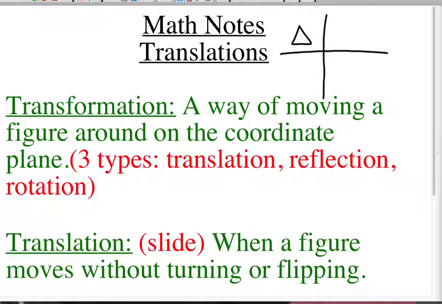You could translate it, which is what we're going to do today, a translation. You could reflect it, which we're going to do later in the week, or you could rotate it, which we're going to do some other time. So, we are talking about the 3 different ways to take a shape on the coordinate plane and reposition it. And today, it's going to be a translation. So, here's the actual definition for what a translation is.